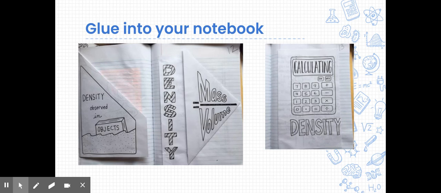So now that you're done, you're going to take all of these, you're going to glue them into your notebook. So you'll notice that the density with mass and volume is on the right-hand side. The density observed in objects is going to be glued to the left-hand side. You're going to turn the page, and then you're going to glue in the calculating density page. Make sure when you're done that you take a picture of your 3 notes and you turn them in.